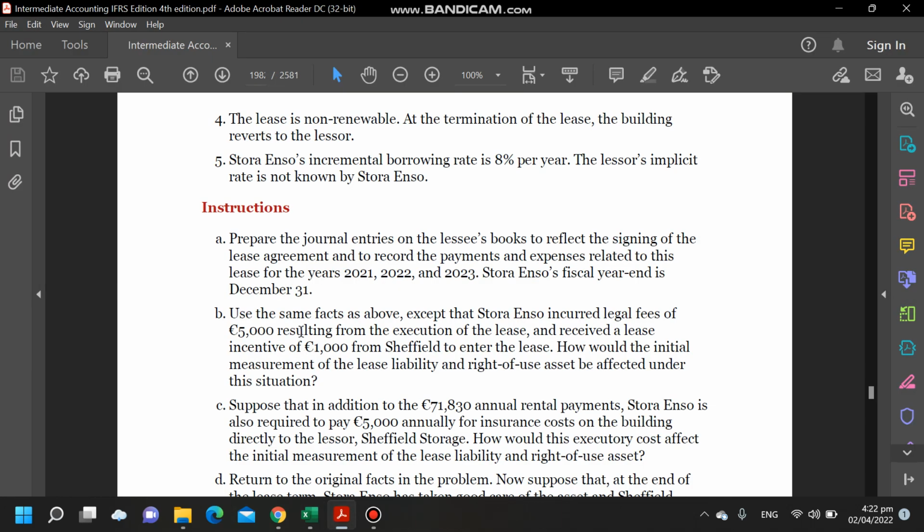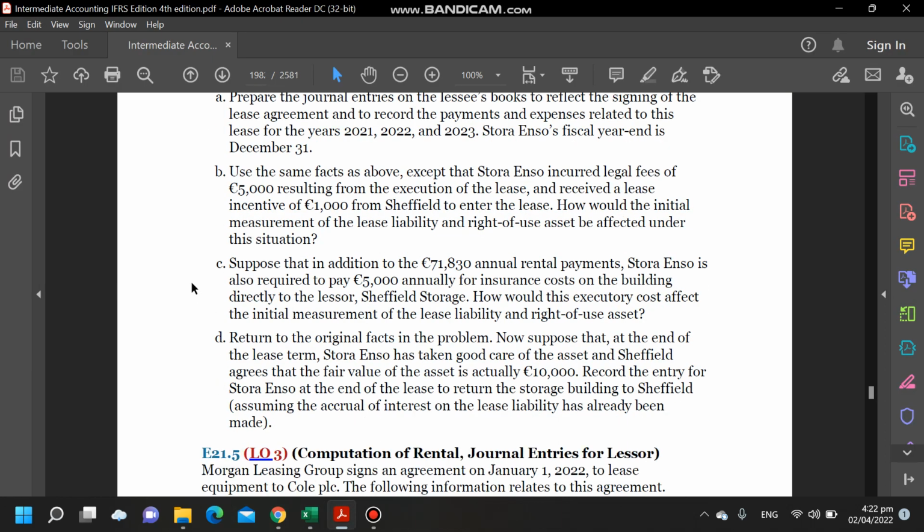So the right of use asset amount now is 525,934. And then C, suppose that in addition to the 71,830 annual rental payments, Stora Enso is also required to pay 5,000 annually for insurance costs on the building directly to lessor, Sheffield Storage. How would this executory cost affect the initial measurement of the lease liability and right of use asset?